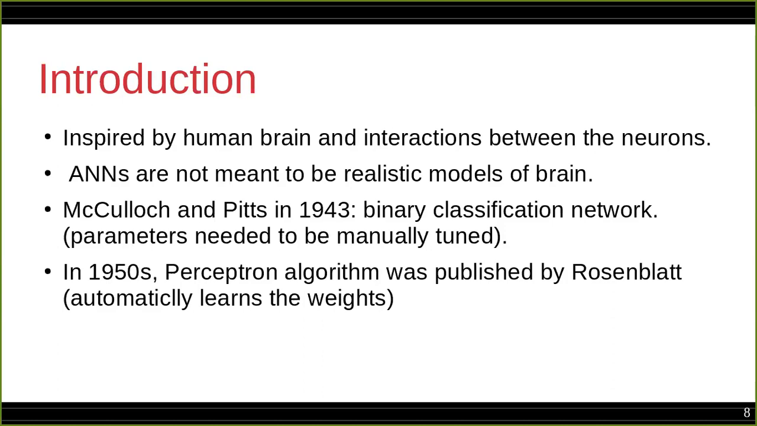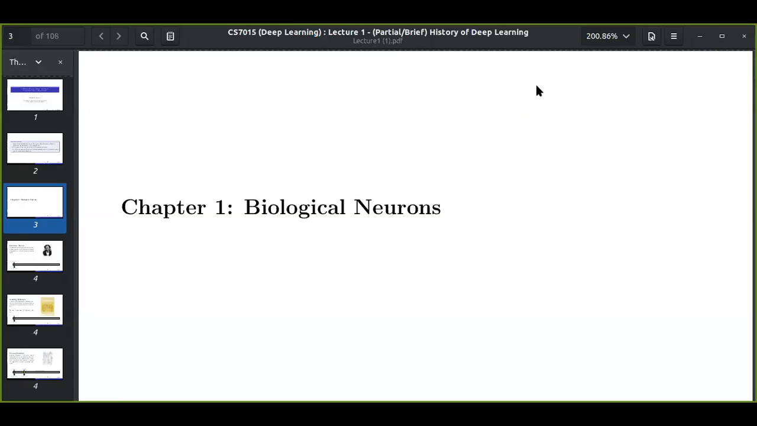And talking about the models of the neurons, the McCulloch-Pitts neuron back in 1943 was one of the first models that was built for the neuron. It was basically a binary classification model. In that case, parameters were not learned automatically. You needed to set them manually. Then in 1958, the perceptron algorithm came along, published by Frank Rosenblatt. Here we automatically learned the weights, that is the parameters. Now coming to the inspiration of today's artificial neural networks, that is the biological neurons.